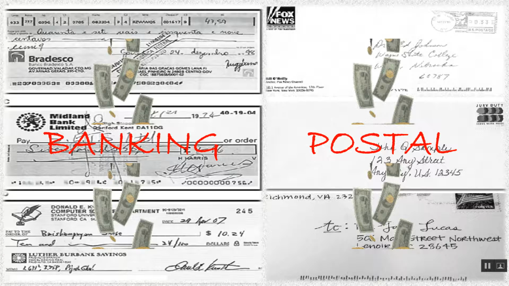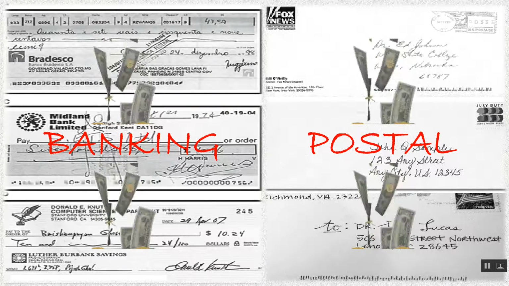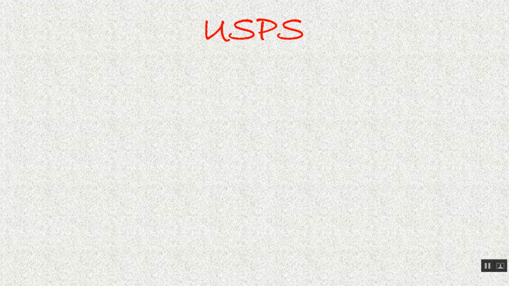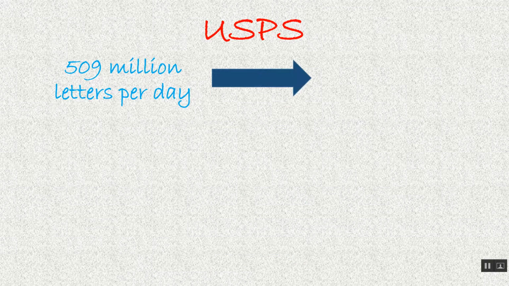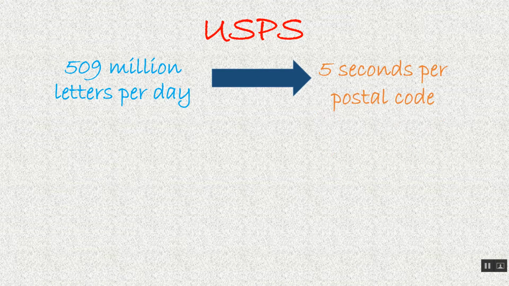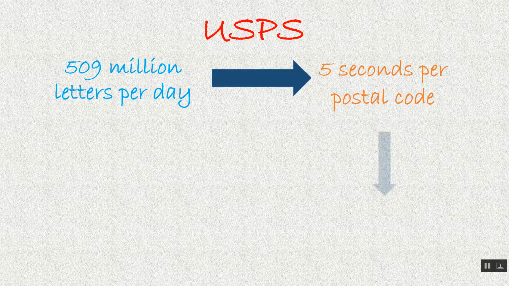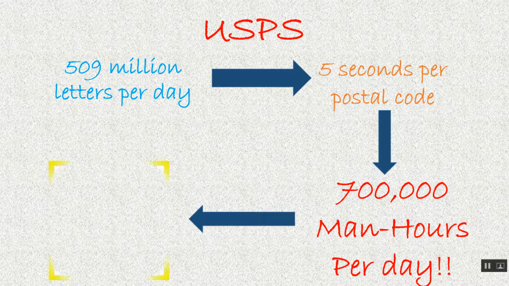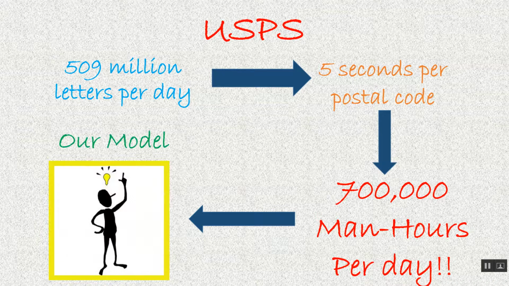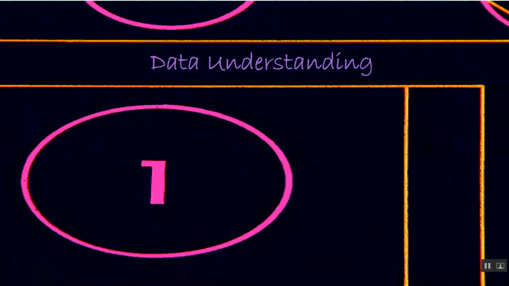We plan to save millions of dollars spent on manual classification of numbers in many industries such as banking and postal services. Imagine that USPS currently classifies its 509 million letters manually, and let's say on average it takes 5 seconds for an employee to read and classify a postal code. Well, this translates to approximately 700,000 man hours for this task. That is a lot of time. That's when our model comes in to save these enormous hours and related costs.